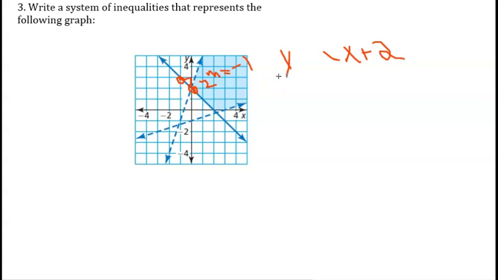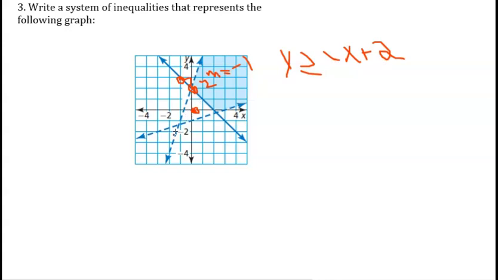Now to find that something, we'll do the test point (0, 0). Since it's not the shaded side of this solid line, it needs to be false here. So 0 is something to 2. To make this statement false, we would say 0 is greater than or equal to 2. So our first inequality is y is greater than or equal to negative x plus 2.